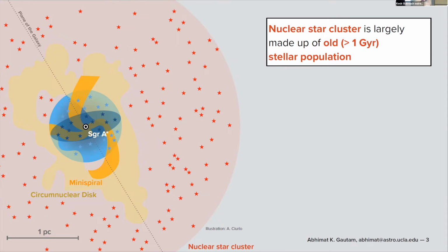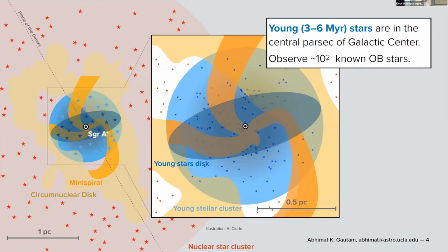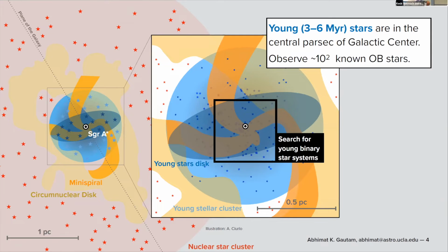But if we zoom in, we see that there's also a population of young stars, shown in blue. These are concentrated in the central parsec of the Galactic Center, and they have ages on the order of a few megayears, about 3 to 6 megayears. We've observed on the order of 10 to the 2 of these OB stars that lets us trace this population. The work that I'm presenting is specifically studying the stellar population that lives in about the central half parsec of the Galactic Center.